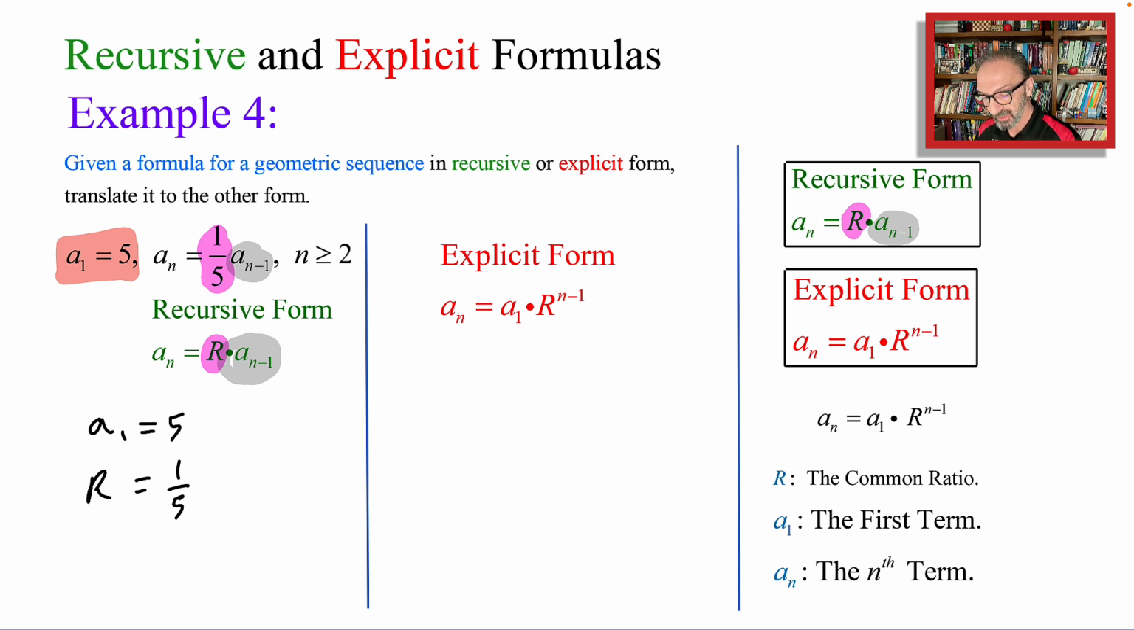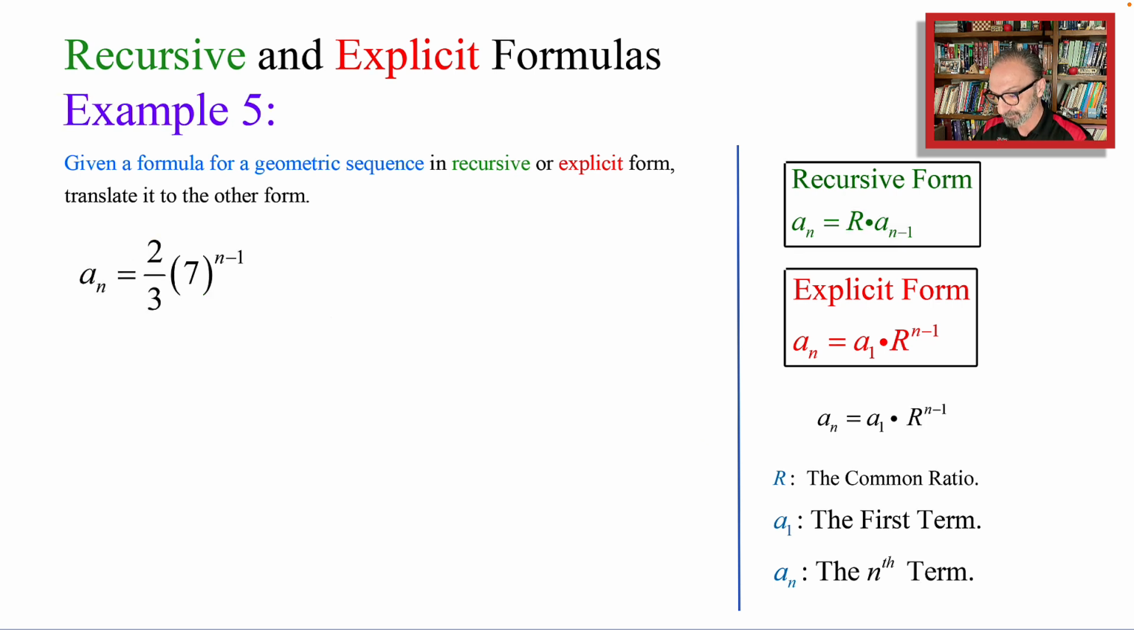The explicit form, the other form, is in red, will be a sub 1, that is 5, which is right here, times r, that we agreed on as 1/5 to the power n minus 1. And that should do it. One more to go.